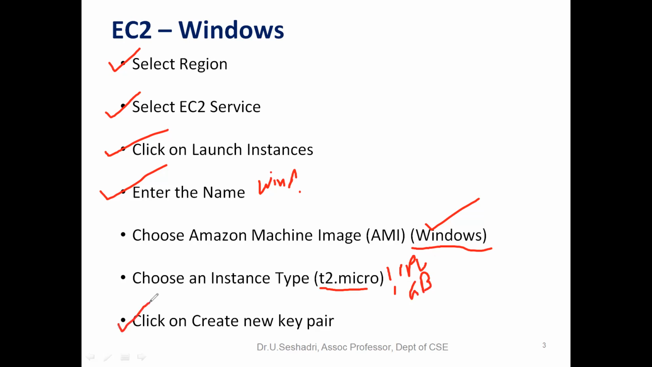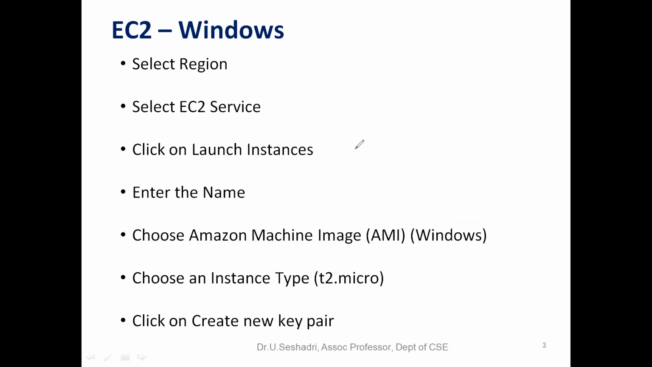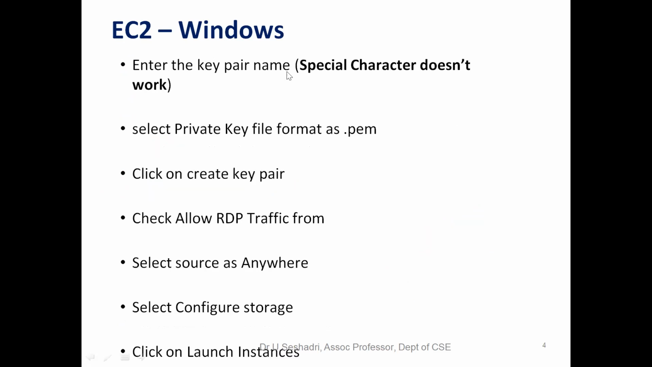And then click on Create new key pair. For that, I am creating the key pair, and I have given the name Windows Server key. Then you have to enter the key pair name. While giving the key pair name, special characters do not work. If you try in practice also, you will see. We can select the private key file format, .pem file format only. After that, we can click on Create key pair.